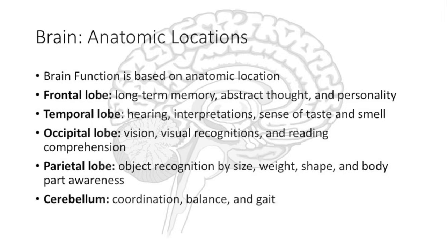The brain's anatomic locations will not be knowledge-based. For example, they will not ask you what the frontal lobe is responsible for. They're going to ask you if someone strokes out in this area of the brain, how would they present, that sort of thing. So the frontal lobe is long-term memory, abstract thought, and personality. The temporal lobe: hearing, interpretation, sense of smell. Occipital: vision, visual recognition, and reading comprehension. The parietal lobe: object recognition by size, weight, shape, and body part awareness. And the cerebellum is coordination, balance, and gait.